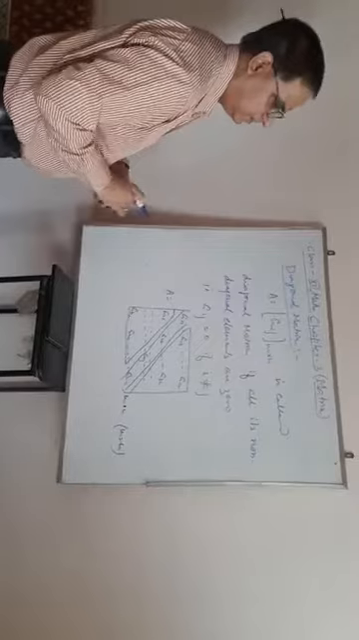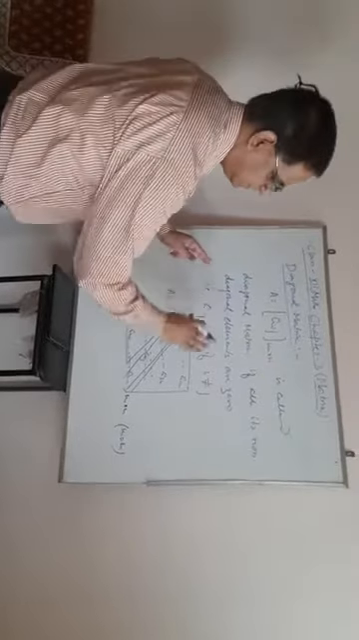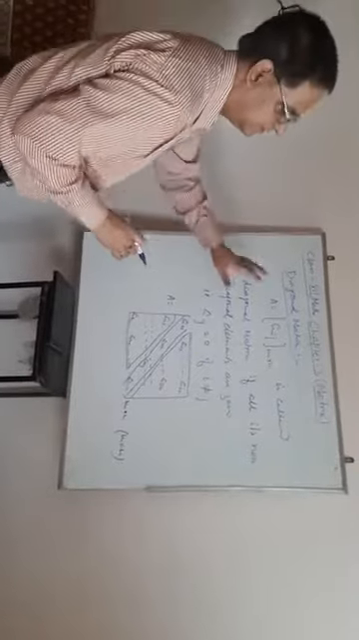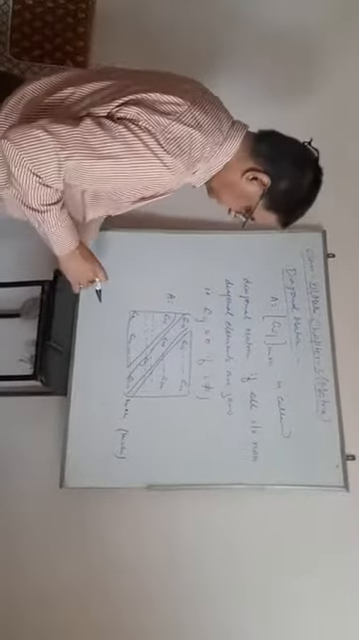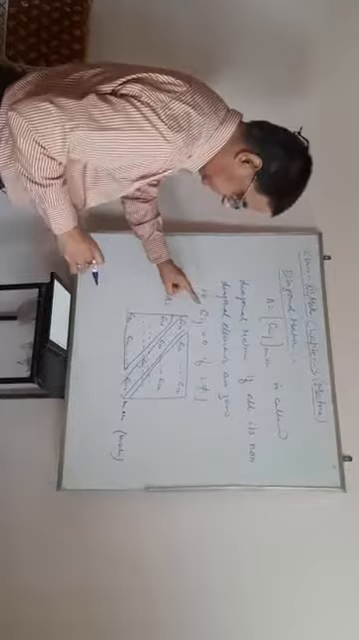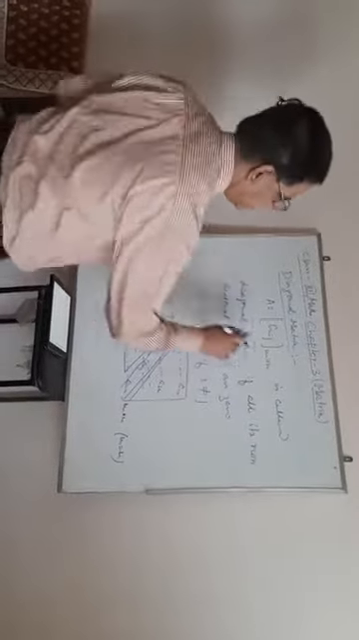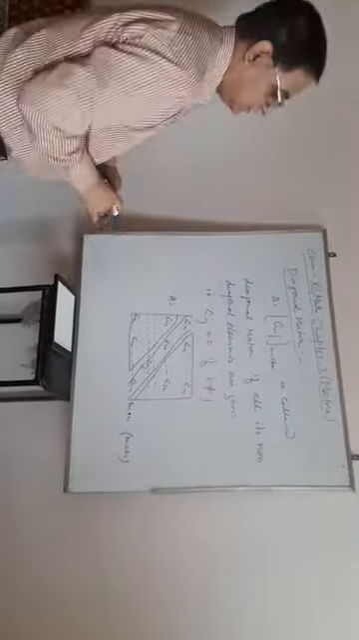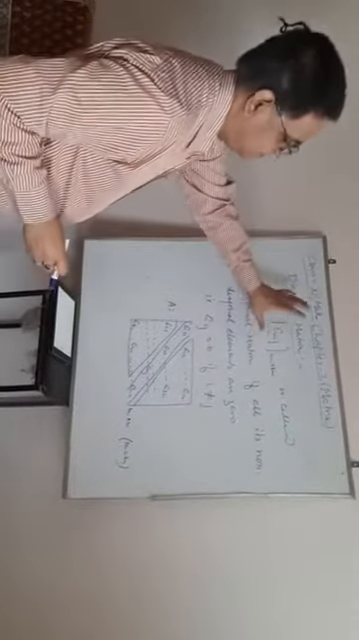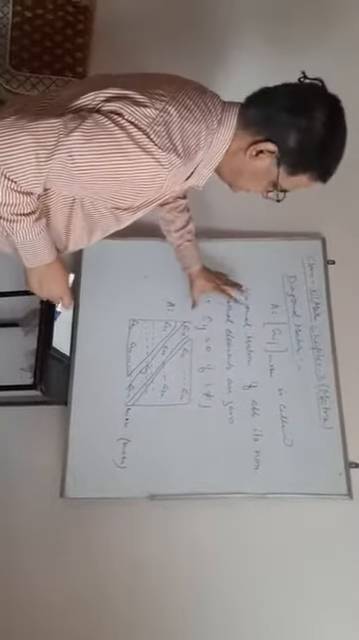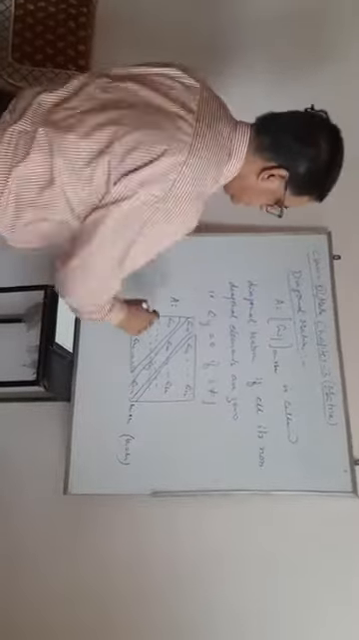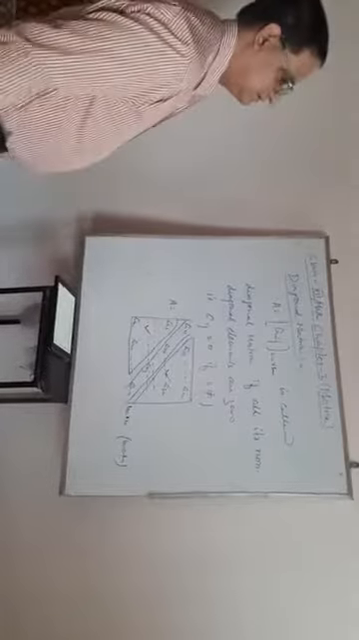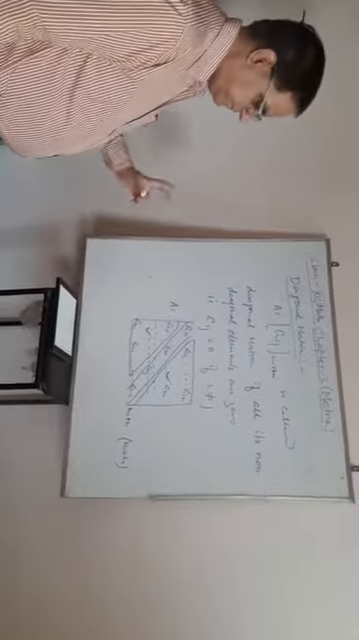I am only saying that this matrix must be a square matrix. First condition is this matrix must be a square matrix. So a square matrix is said to be a diagonal matrix if all its non-diagonal elements are zero.